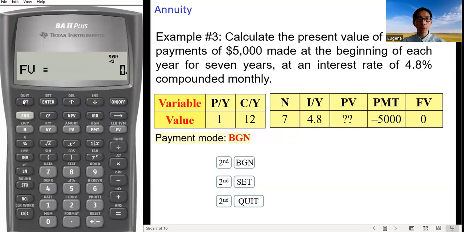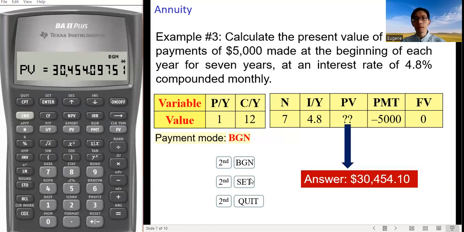And then we can compute the variable PV. This is the present value of the annuity, $30,454.10.